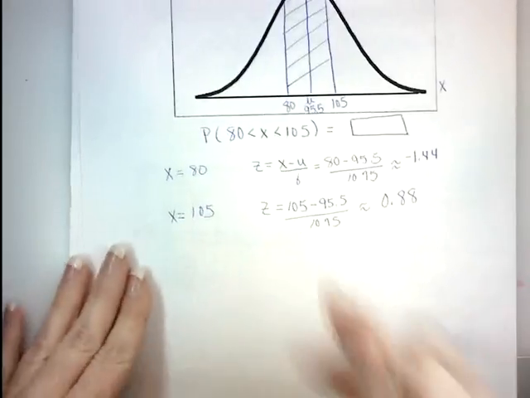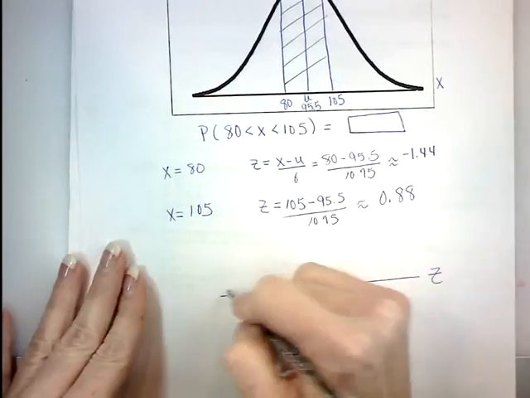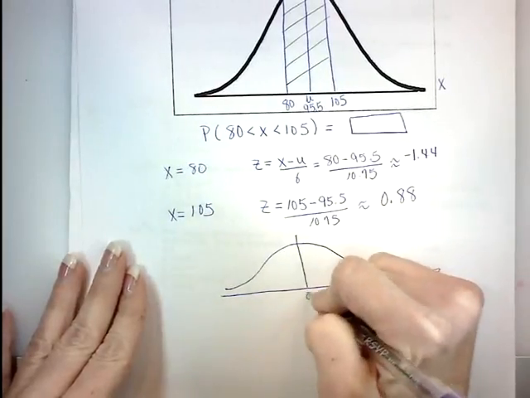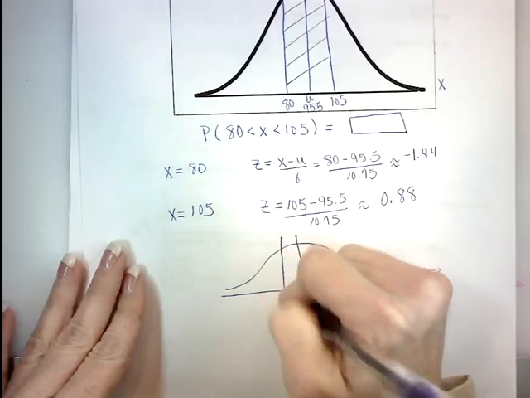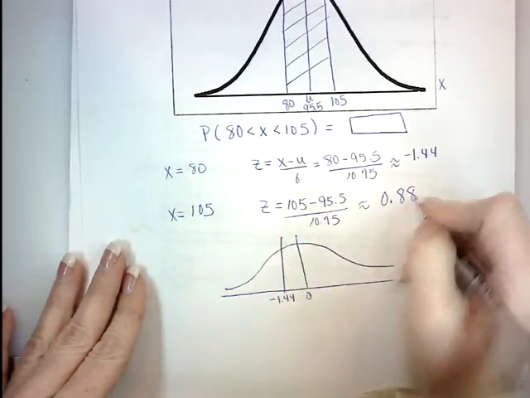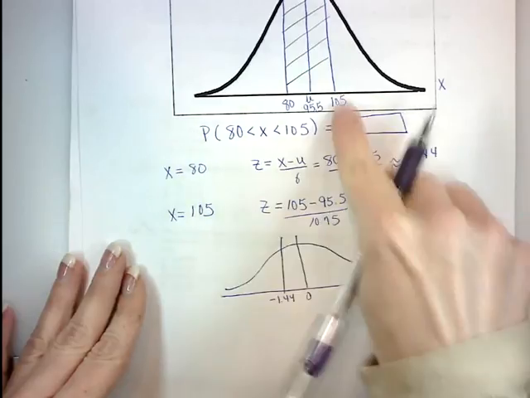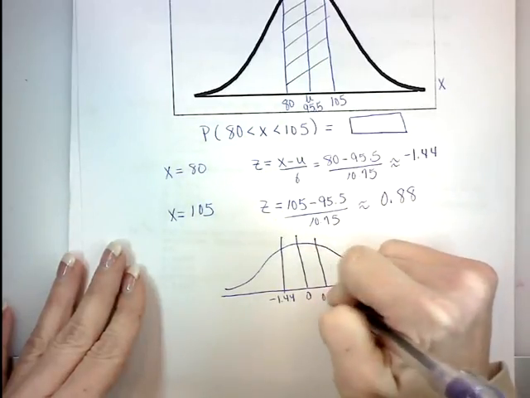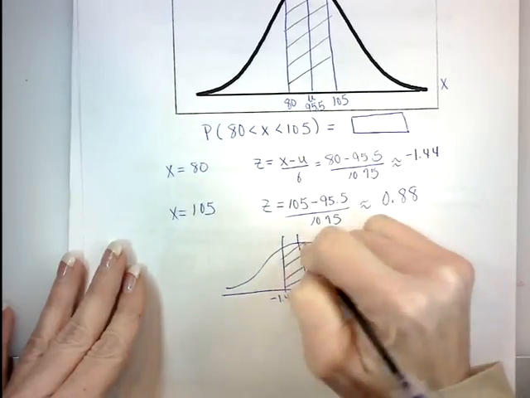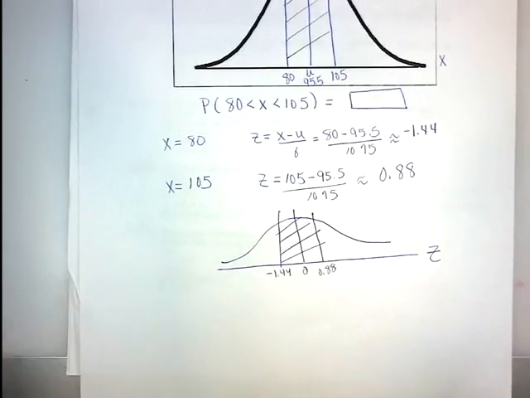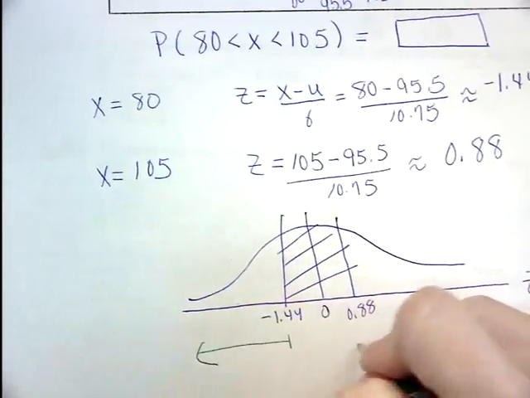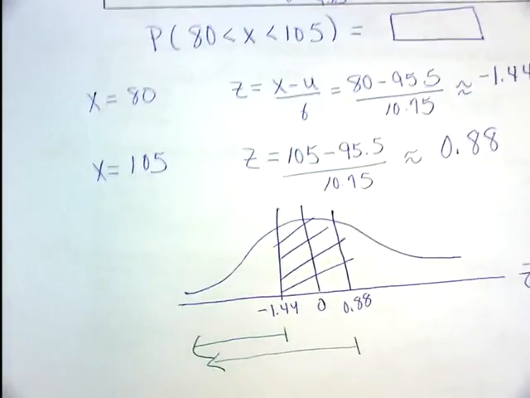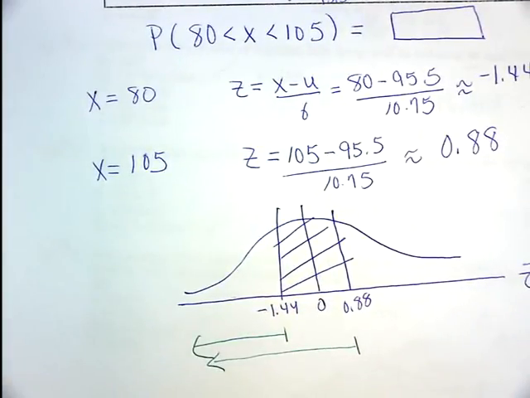Now we will draw the same picture above, but now we're in variable z. The mean of 0 takes the place of the mean of 95.5. In place of 80, we put its z-score of negative 1.44, and in place of 105, we put 0.88. And I'm still shading the area in between those 2 z-scores. The way the 2-page z-table works, I will look up both z-scores, and it will give the area below each z-score. So this would be the case of the larger area minus the smaller area.